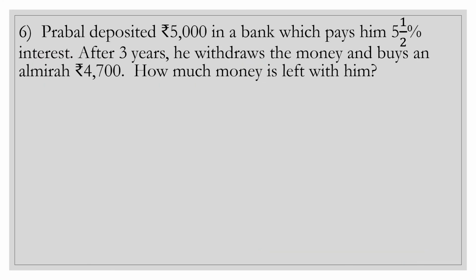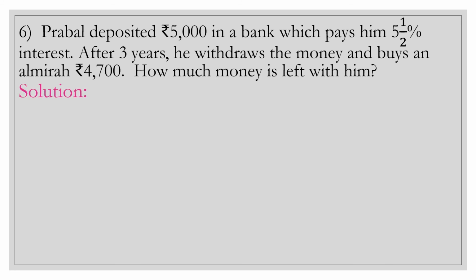Last question is question number 6. Prabal deposited rupees 5,000 in a bank which pays him 5.5% interest. After 3 years, he withdraws the money and buys an almirah of rupees 4,700. How much money is left with him?